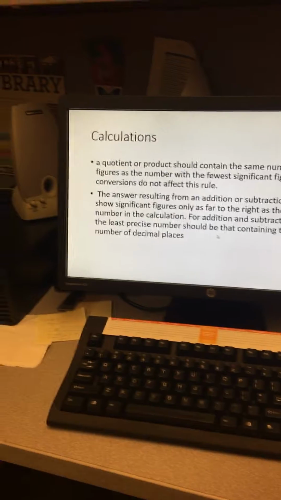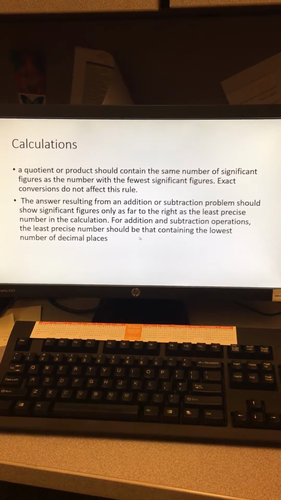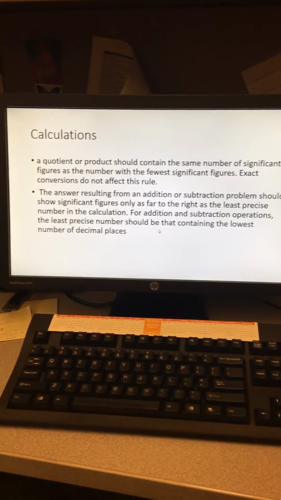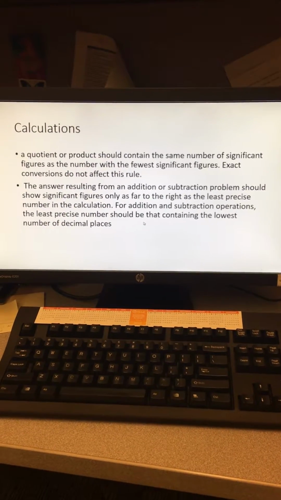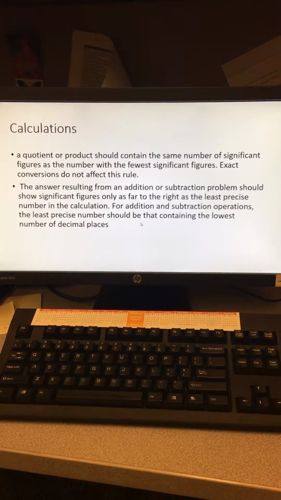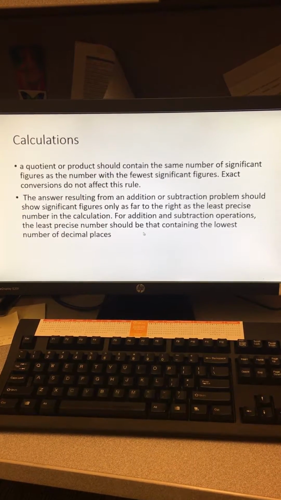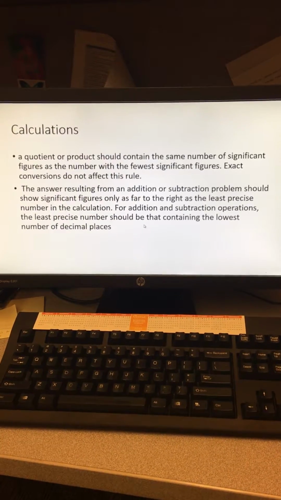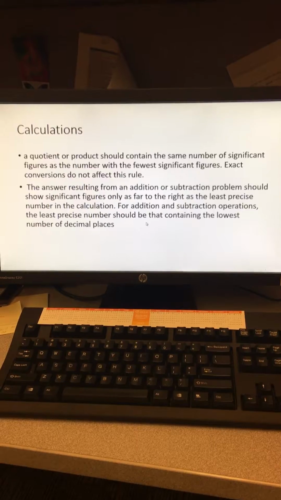Some calculations. A quotient or product should contain the same number of significant figures as the number with the fewest significant figures. Exact conversions do not affect this rule, and the answer resulting from an addition or subtraction problem should show significant figures only as far to the right as the least precise number in the calculation. For addition and subtraction operations, the least precise number should be that containing the lowest number of decimal places.